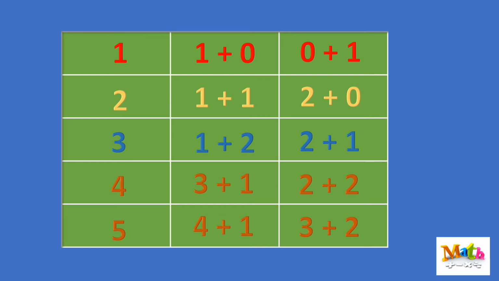For 4, the answer is 2 plus 2. But if you have written 0 plus 4, 4 plus 0 or 1 plus 3, that is also correct because it's a number partner for 4. For number 5, the answer is 3 plus 2. But if you have written 1 plus 4, 5 plus 0 or 0 plus 5, that is also correct because it's a number partner for 5.